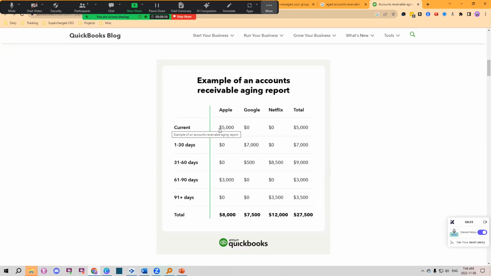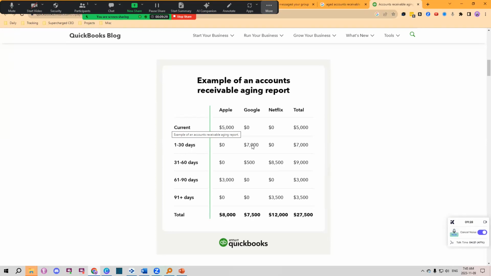First and foremost, we have the current row, and there's no concern here. We see that in this hypothetical scenario, Apple owes our hypothetical company $5,000. It's current, no action to be taken, other than we might want to look at the invoices and see if this is getting close to the 30 days. Now, usually I would do 31 to 60 days here. It's just a terminology thing.